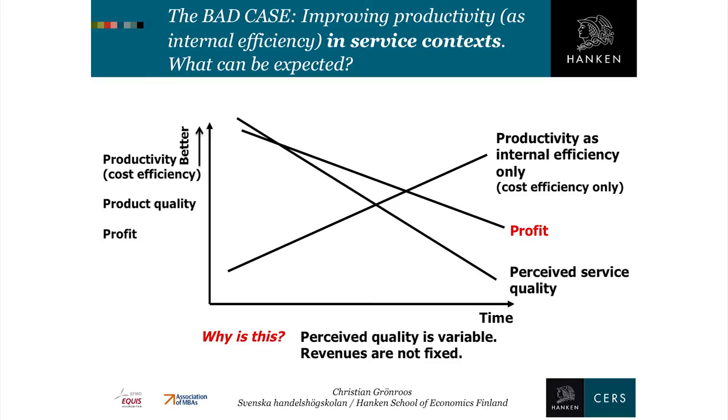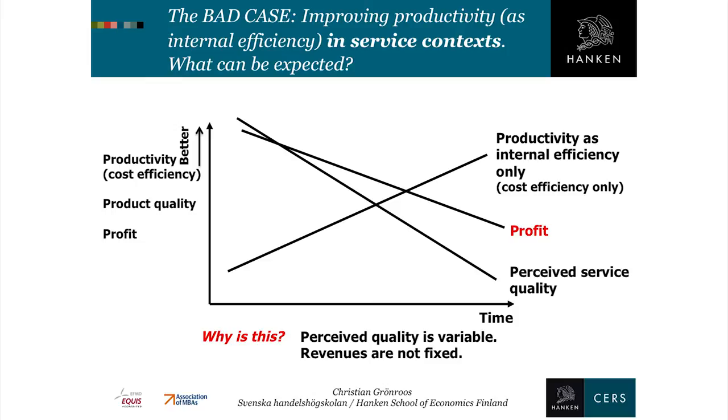However, as the constant quality assumption doesn't apply, quality most probably will go down. And remember, we talk about quality as perceived by the customer, because that's what is important and relevant for decision making in business. So perceived quality will go down, which means that we will get less and less revenues, which means that profit will suffer.